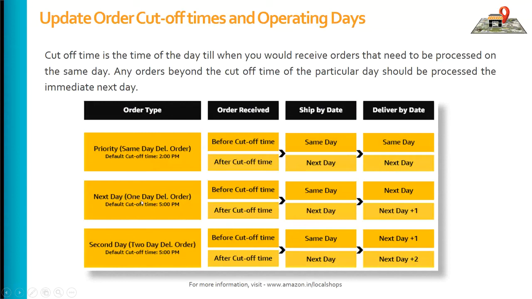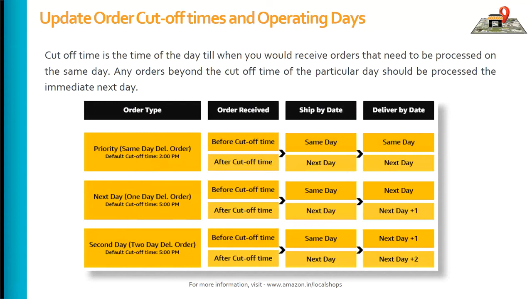Similarly, this happens for next day, that is 1 day and 2 day delivery as well, where the order type is next day and second day. Assuming for next day, the order cutoff time is 5 p.m. Once you receive the order before 5 p.m., you'll have to ship the order the next day and ensure the order is delivered in next day plus one.